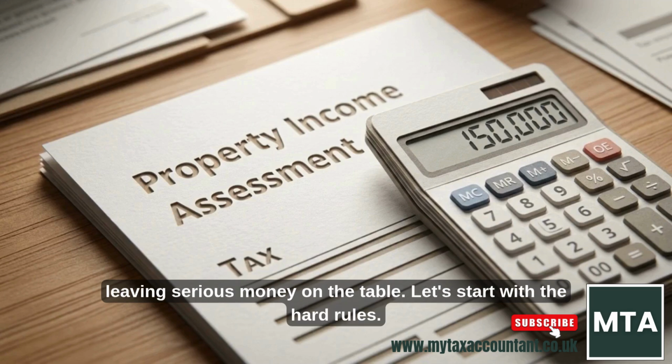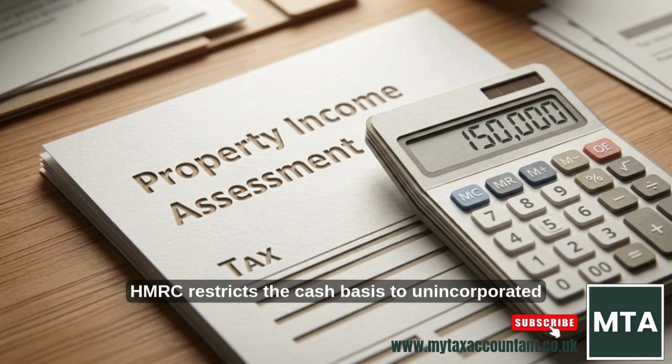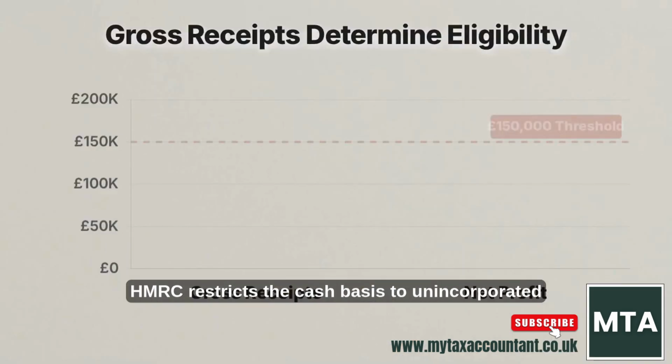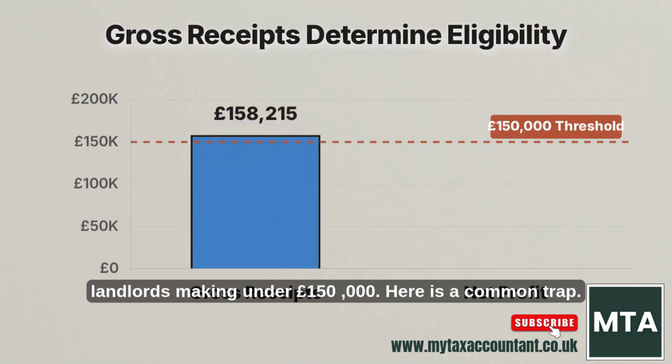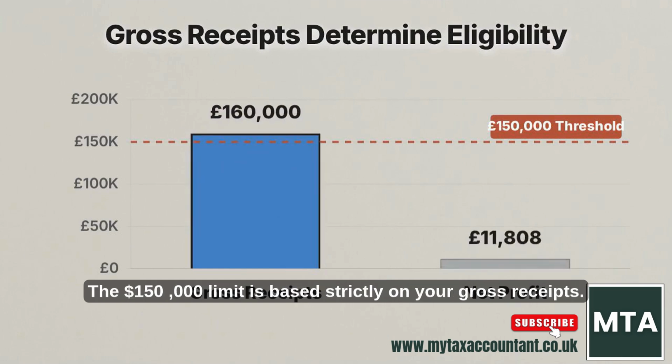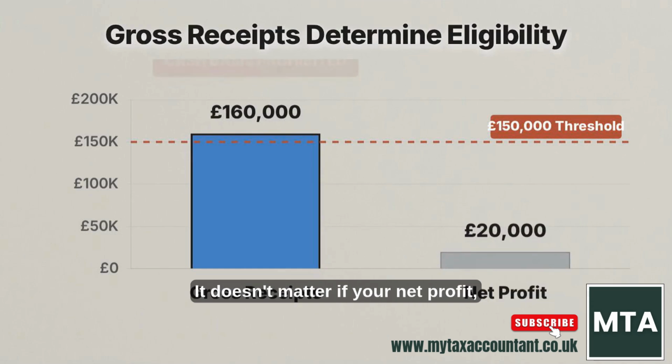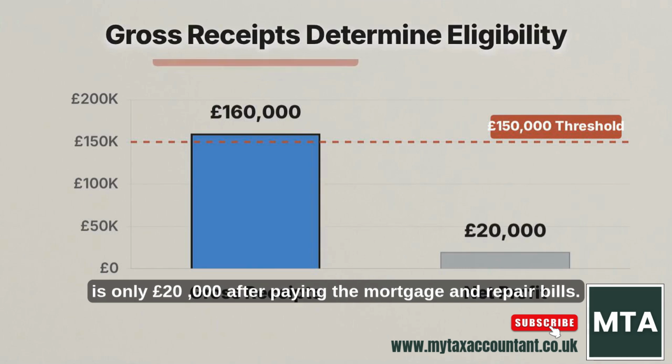HMRC restricts the cash basis to unincorporated landlords making under £150,000. Here is a common trap. The £150,000 limit is based strictly on your gross receipts. It doesn't matter if your net profit is only £20,000 after paying the mortgage and repair bills. If your top-line rent crosses the limit, the cash basis is off the table.